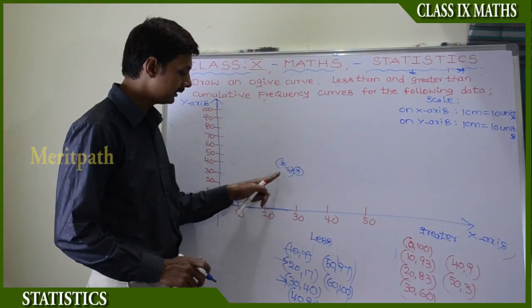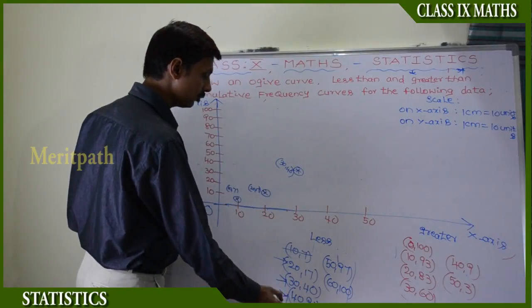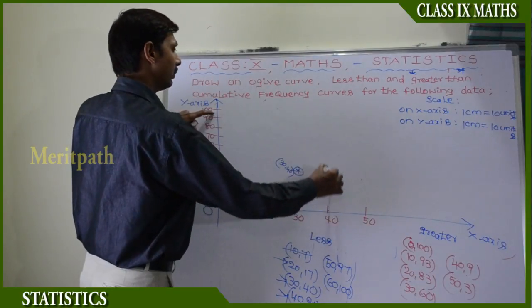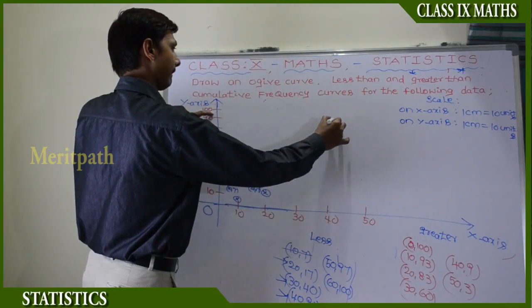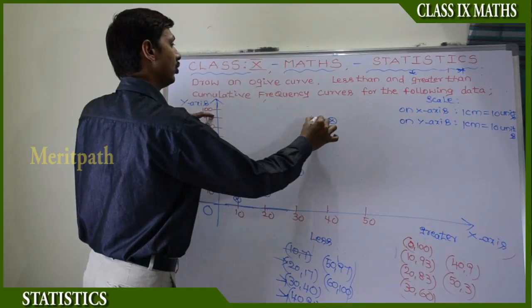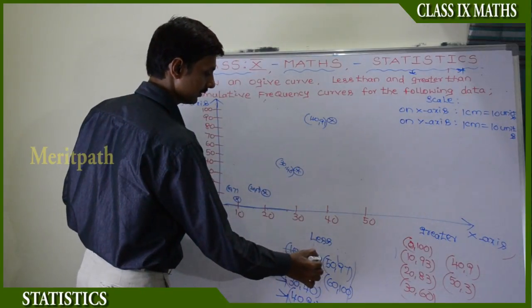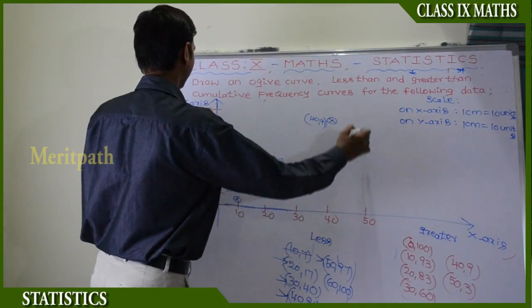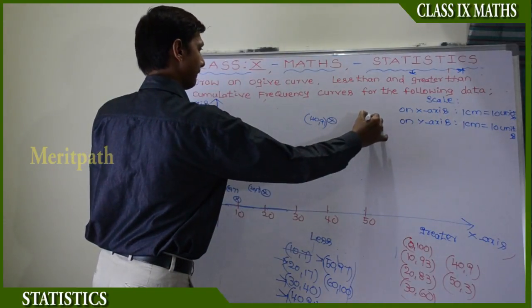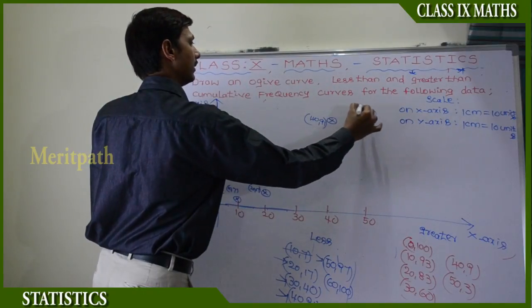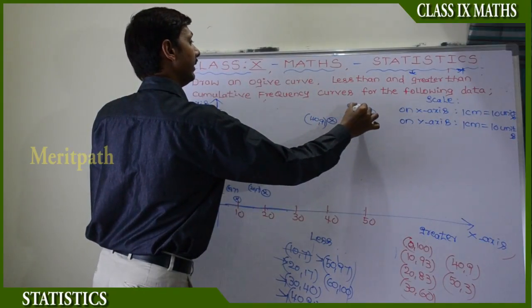30, 40. Then after 40, 91. This is 40, 91. The next point is 50, 97. This is 50 and 97.